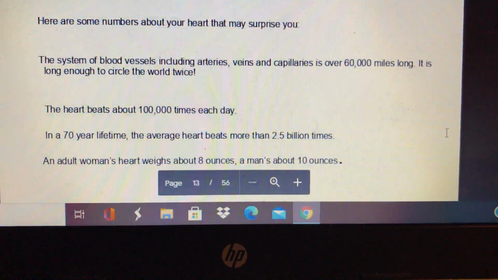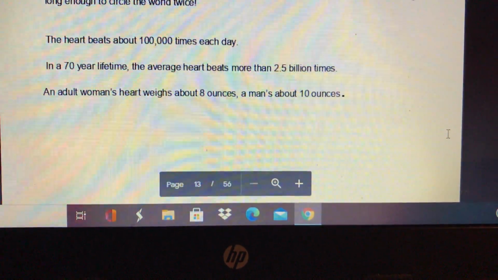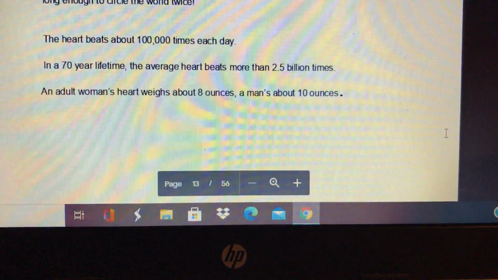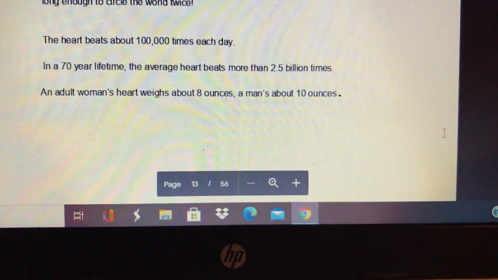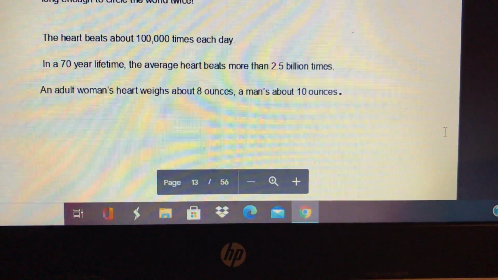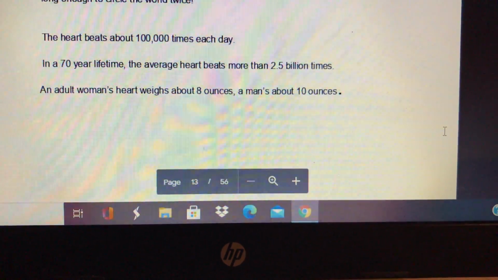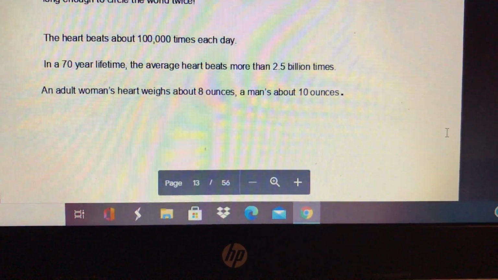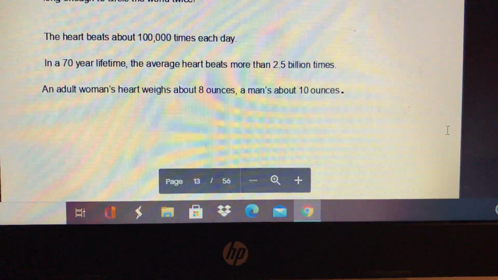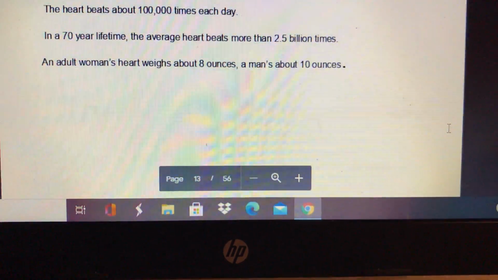These are some numbers about your heart that may surprise you. Some fun facts: the system of blood vessels, including arteries, veins, and capillaries, is over 60,000 miles long. It is long enough to circle the world twice. The heart beats about 100,000 times a day. In a 70-year lifetime, the average heart beats more than 2.5 billion times. An adult woman's heart weighs about 8 ounces and a man's about 10 ounces. That's amazing.